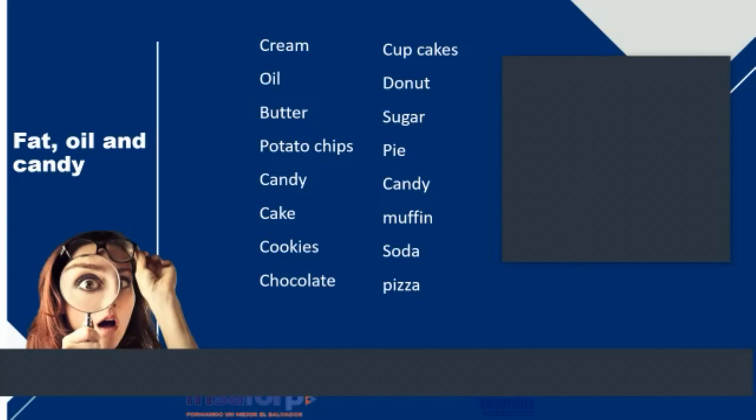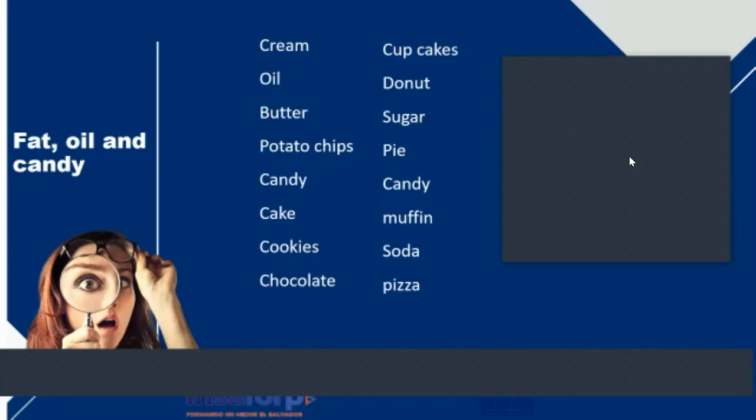Nice. Ahora vamos a ver algunos que no nos gustan, algunos alimentos que no nos gustan. So we're going to use I don't like. Let's start with Mario Valdez. ¿Hay algún alimento de esos que no le guste? You say, I don't like. I don't like donut and potato chip. I don't like donut and potato chips.